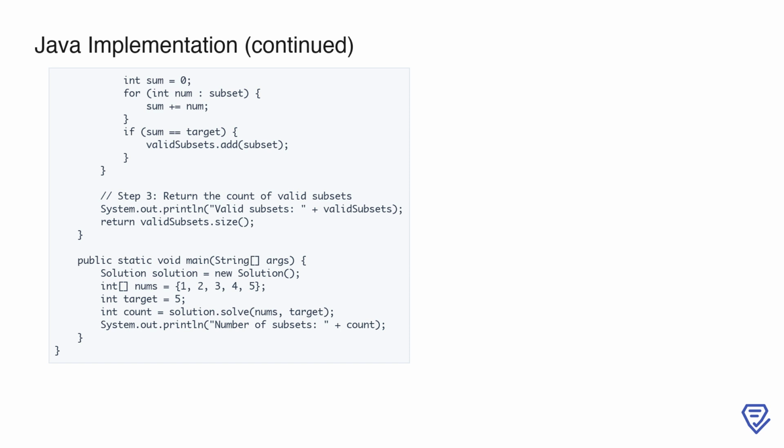In the final step, we print the validSubsets for reference and return their count as the result of the solve method. Lastly, in the main method, we create an instance of the solution class and test the implementation with a sample input array of numbers and a target value of 5. The solve method is called with these inputs, and the number of validSubsets is printed as the final output. This example demonstrates how the solution works end-to-end, from generating subsets to filtering and counting the valid ones.